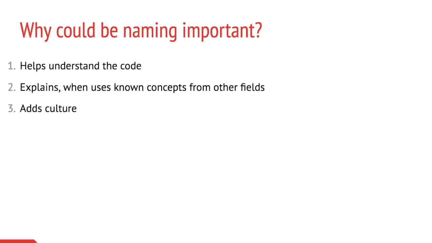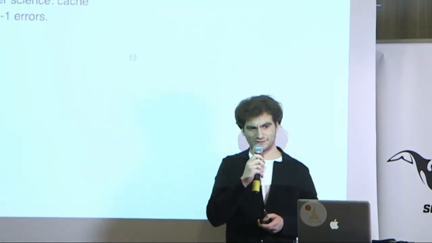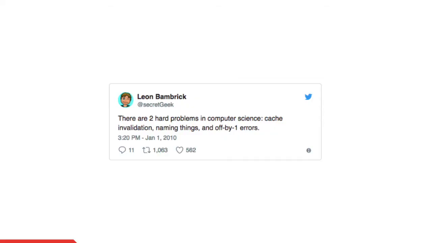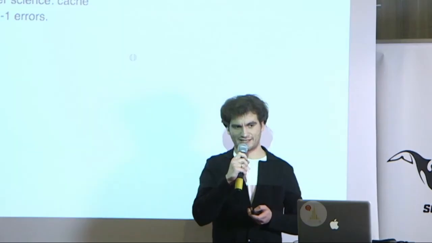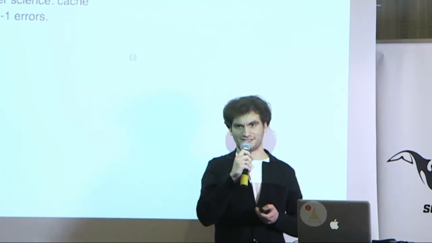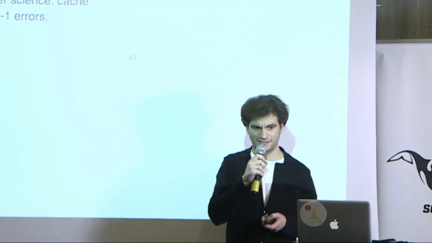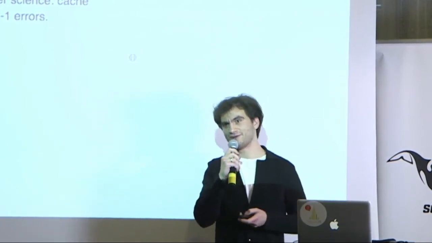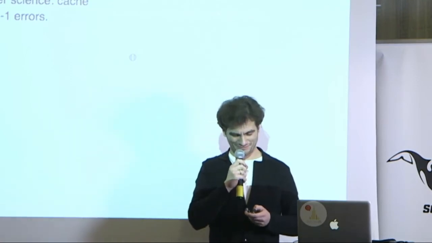For example, we have many interesting JavaScript libraries which have certain interesting names. But as we all know, there are only two hard problems in IT, and one of them is caching, and the second one is good naming, and maybe also off-by-one errors, because there are really three main problems.